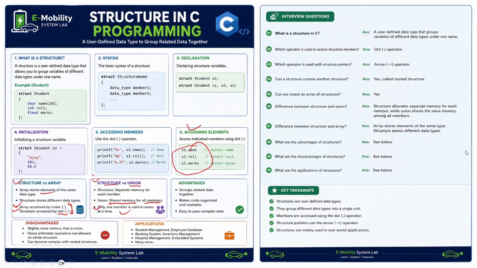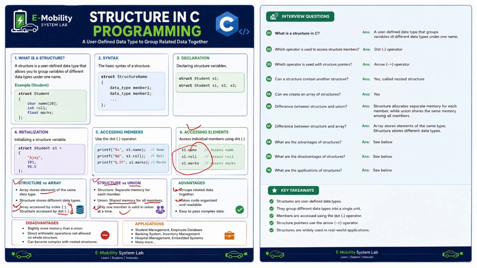Now we will see the advantages of structures. First advantage: groups related data together. What is the meaning of this? A structure allows you to combine different data types such as integer, float, character into a single unit. Second, improved code organization. Related information is stored in one place, making the program easier to read and maintain. So this is another big advantage of the structure.